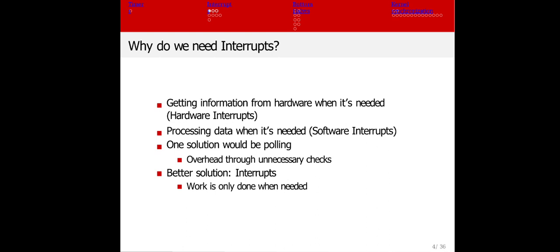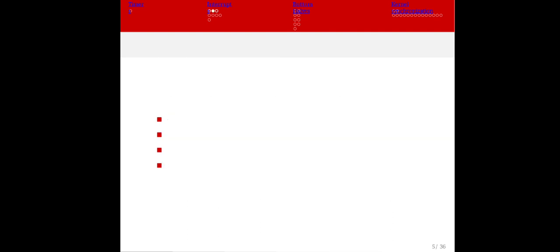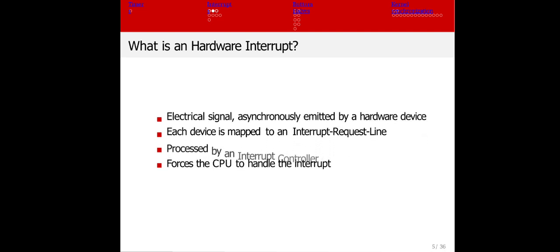So what is a hardware interrupt? We just looked into getting information from hardware when it's needed. That means we should know what a hardware interrupt is. It is an electrical signal asynchronously emitted by a hardware device. Each device is mapped to an interrupt request line processed by an interrupt controller, which forces the CPU to handle the interrupt. So when dealing with hardware interrupts, the kernel gets interrupted by the CPU.